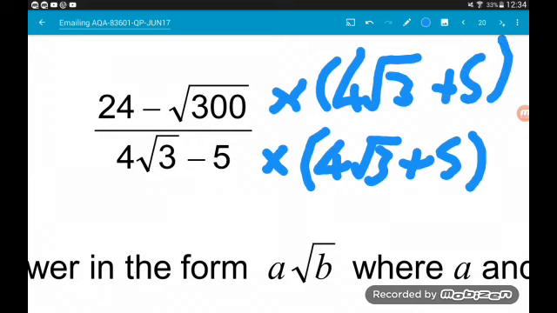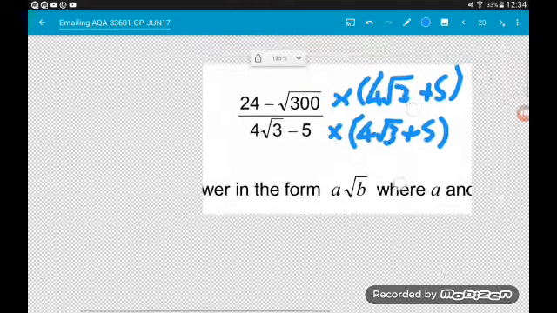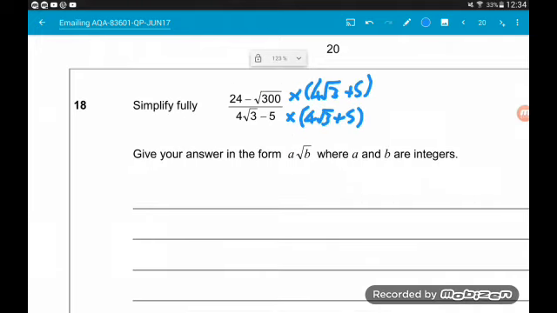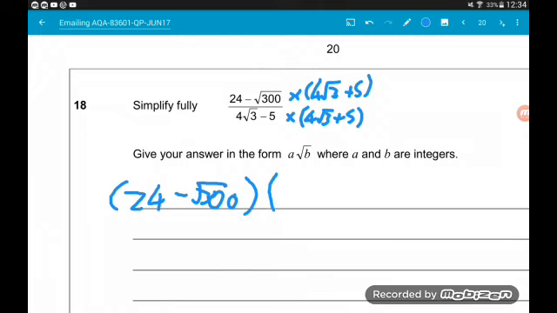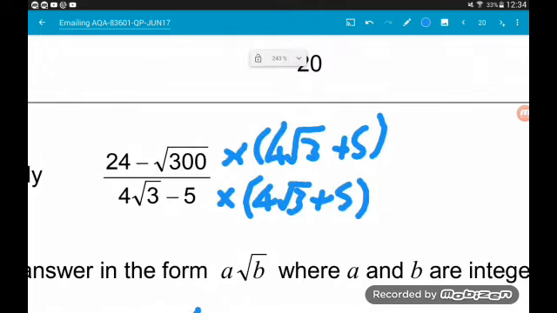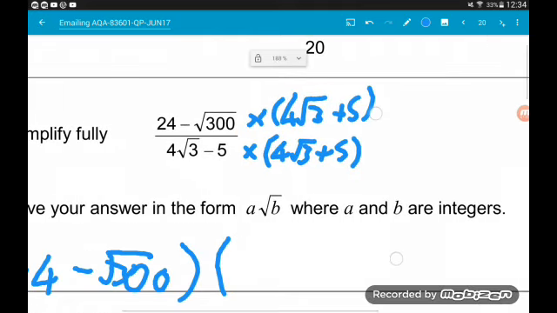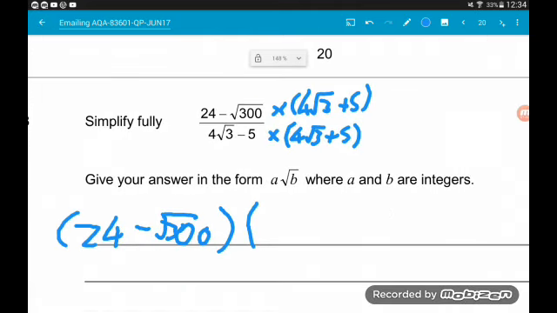Like that. So what we're going to do, we're going to do each multiplication separately. So let's do the top first, because it's the trickier of the two. So we are going to do 24 minus √300 times 4√3 plus 5. Good times.